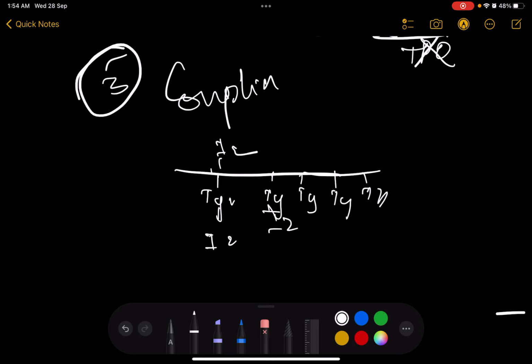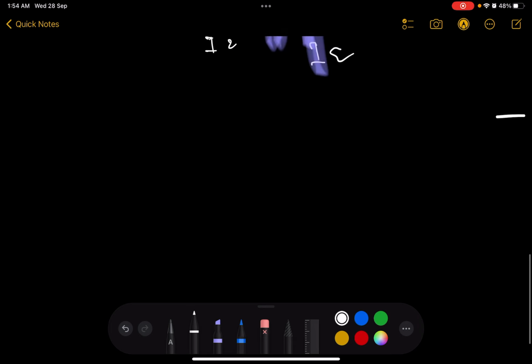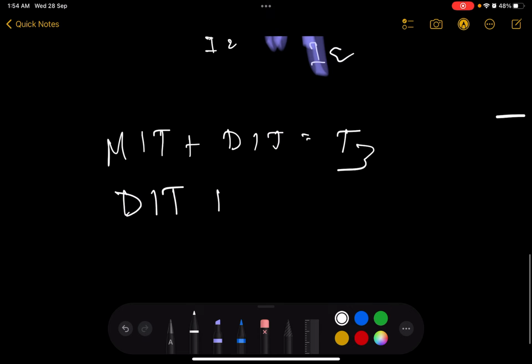If these two get coupled, the one which I'm highlighting, this one and this one, we form a T3. If I'm to write it more plainly, a monoiodotyrosine plus a diiodotyrosine is equal to T3. A diiodotyrosine plus diiodotyrosine is equal to T4.